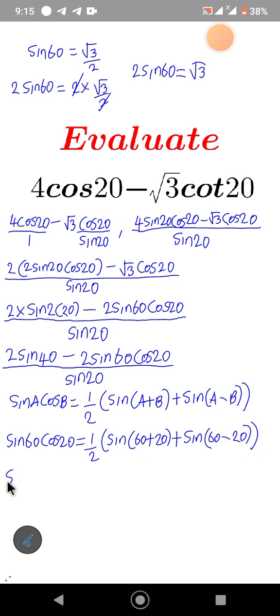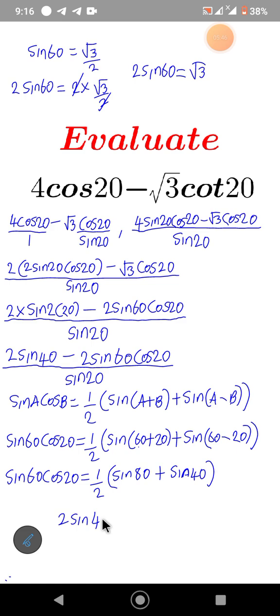So now we say sine 60 cos 20 will be equal to 1 all over 2, open bracket, sine 60 plus 20 will give me 80, plus sine 60 minus 20 will give me 40. So this is sine 60 cos 20. So I'm going to use this now. I'm going to replace this sine 60 cos 20 here with this. So I'll write again now. We have 2 sine 40 minus this 2.